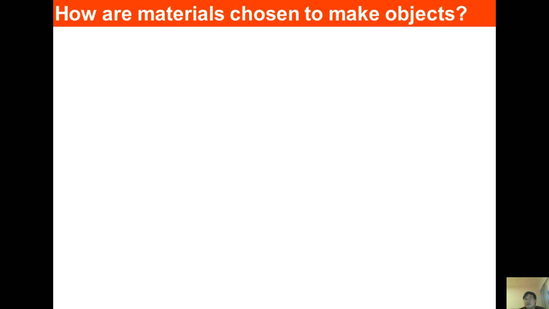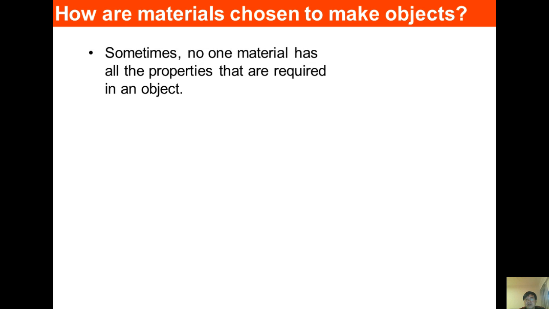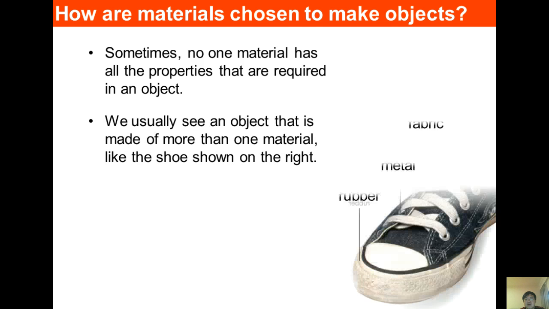And now let's continue a little more on how materials are chosen to make objects. Now sometimes no one material has all the properties that are required to make an object. Let's say I get a guitar, I make a guitar. I can say it must be totally made of wood. Okay, just imagine without the nylon strings, there's no such thing as wooden string, right? The wooden string can never play the guitar because it's not flexible, right? Wood is not flexible.